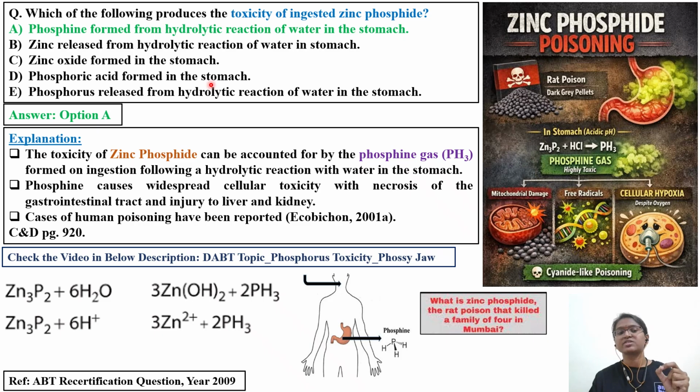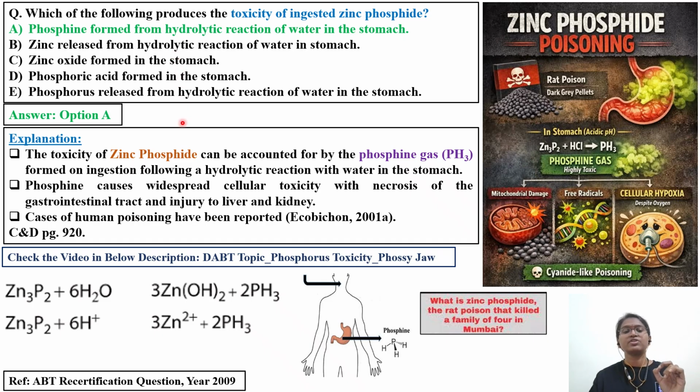Phosphoric acid formed in the stomach? No. Here H3PO3 and such things are not forming because zinc is not reacting with sulfuric acid. H2SO4 is not there in your stomach. HCl is there. And phosphorus released from hydrolytic reaction with water in the stomach? Elemental phosphorus is not releasing. Phosphine gas is releasing in your stomach. That is the reason why the other options are not right.